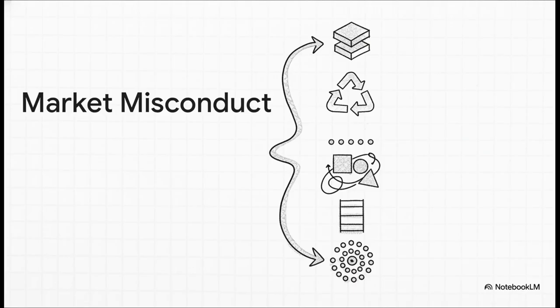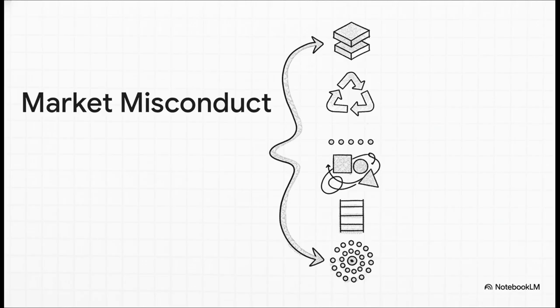Why? Because of some really severe forms of market abuse. We're talking about insider dealing, spoofing, layering, front-running, marking the close, wash trading, the whole shebang. These are highly sophisticated offenses, and they all share one absolutely critical characteristic. They are pattern-based and deeply, deeply sequence-dependent.